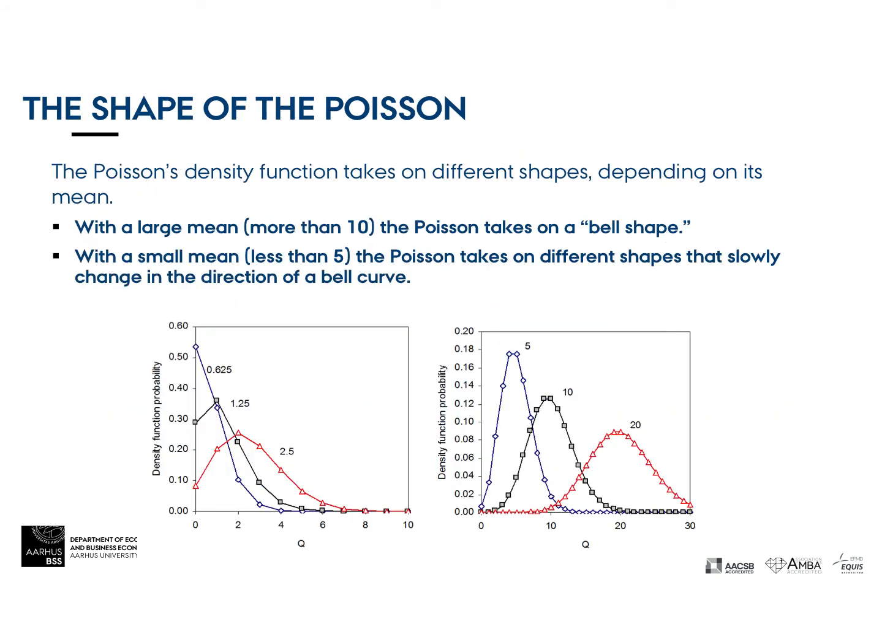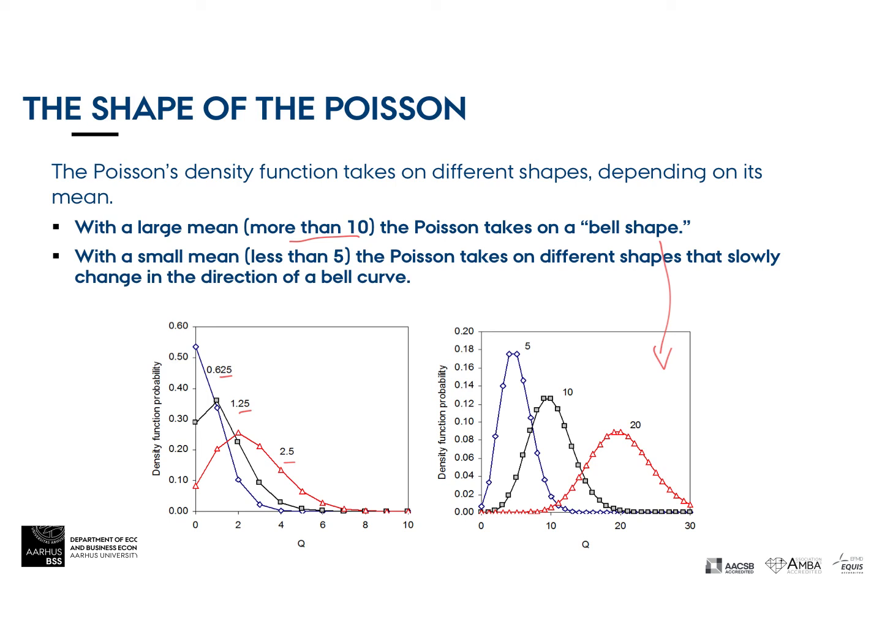The Poisson's density function takes on different shapes depending on its mean. With a large mean, typically more than 10, the Poisson takes on a bell shape. In the right-hand side figure, you can see if the mean is 5, 10, or 20, then it is close or similar to bell-shaped distributions, for example, normal. And in the left-hand figure, you can see when the mean is very small, smaller than 5.